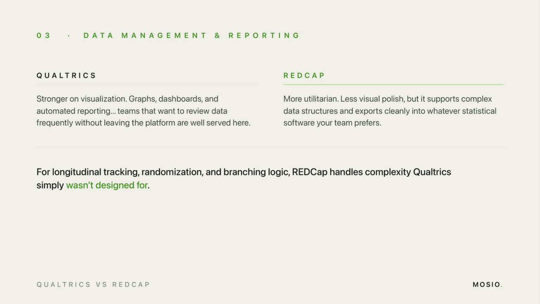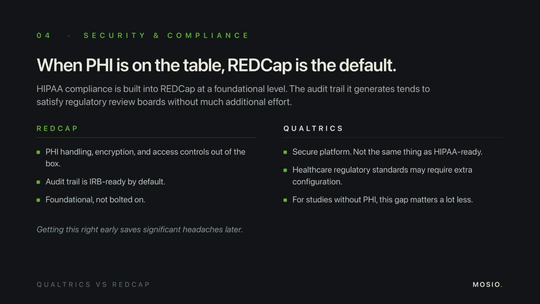If your study involves protected health information, REDCap is the default choice for most research teams. HIPAA compliance is built into the platform at a foundational level. The audit trail it generates tends to satisfy regulatory review boards without much additional effort. A few things worth knowing. REDCap covers PHI handling, encryption, and access controls out of the box. Qualtrics is secure, but hitting healthcare regulatory standards may require extra configuration. For studies that don't involve PHI, we know this gap matters a lot less. Getting it right early saves significant headaches later.